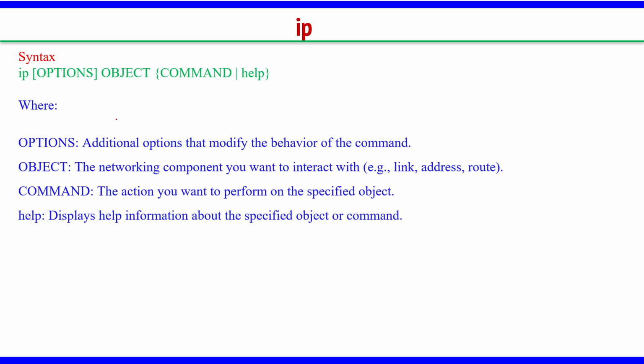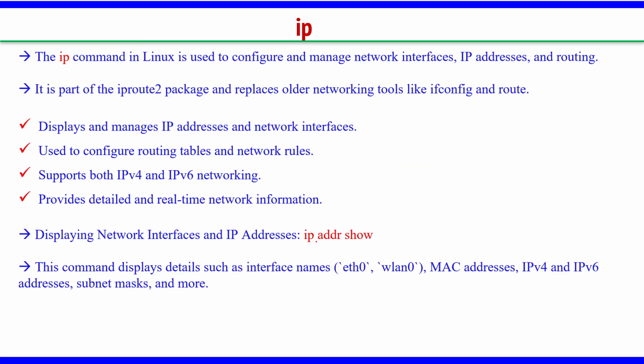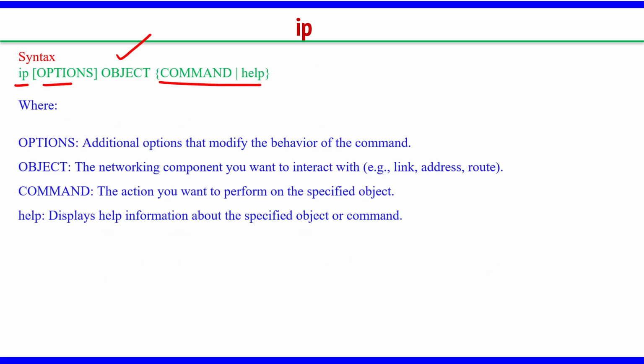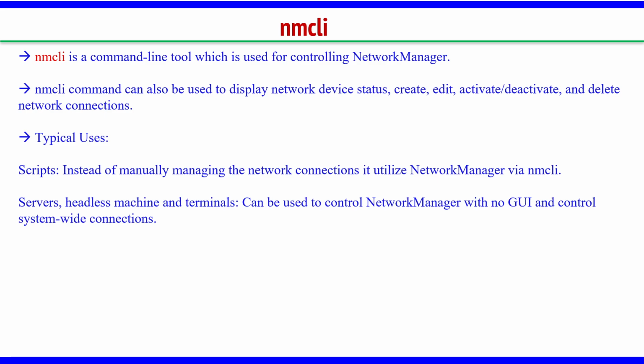The syntax is ip, options, object. Then we can also give more commands here. See here, I gave ip and the object is address. Options will show you there are many options. You can use ip -s, ip -dev, and like this we have a lot of things which we will see in the practical part. We will talk more about this.